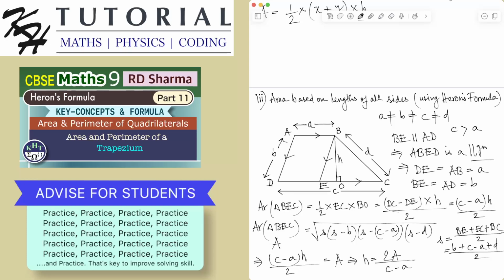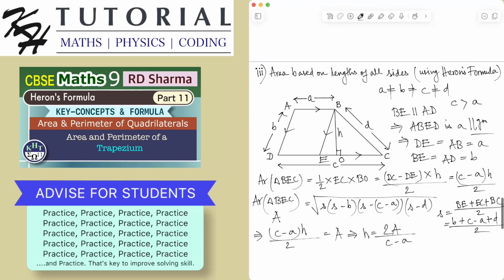Now please do not try to remember this formula, just try to understand the concept, how we are forming the triangle BEC, that is drawing BE parallel to AD, and then how we are finding the length of the altitude of the trapezium, that is h, using the concept of Heron's formula. That is, we are equating the area of the triangle BEC using Heron's formula with half into product of base and height. From there we can easily find h, that is the height of the trapezium. Once we know h, we can easily find the area of the trapezium.